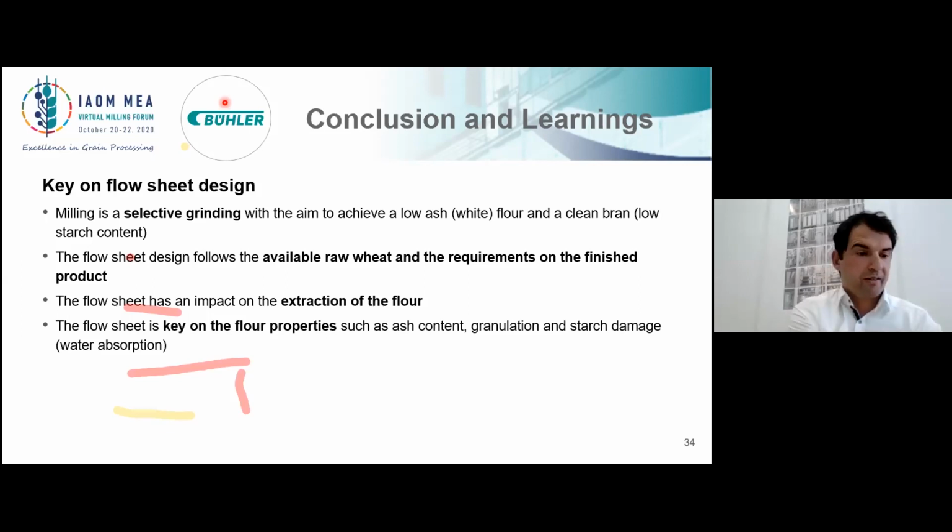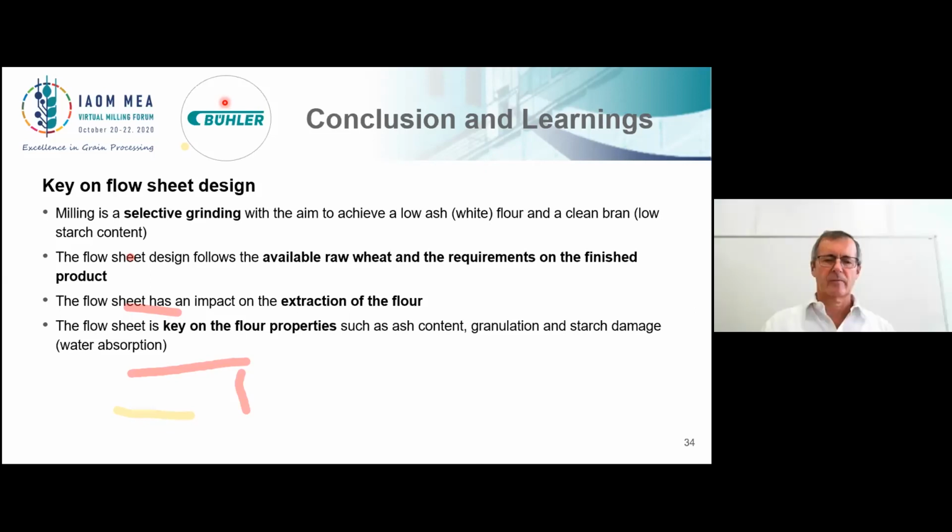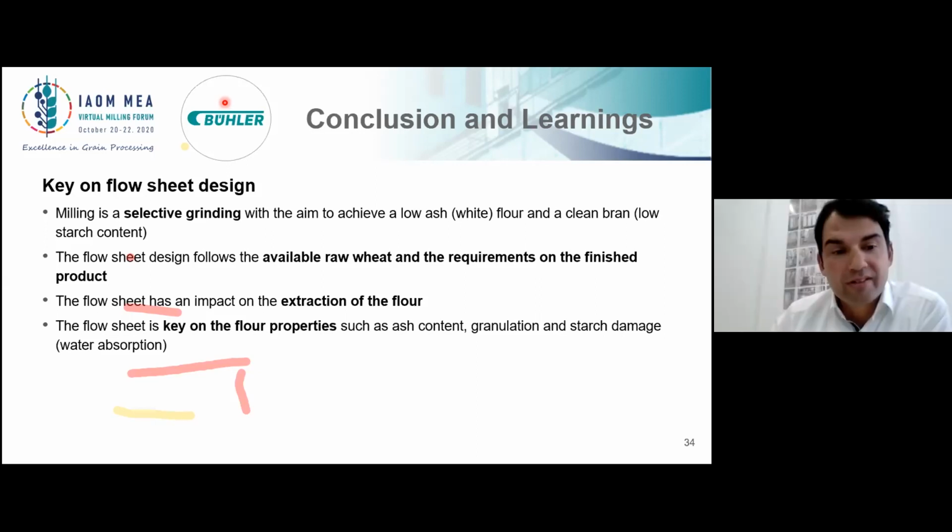We have two questions left. I think we can make it in time. There's another question from Ihab Ghanim. He actually has a question to his question before. And he says, I asked about the relationship between flow sheet and roller design, but I want to know about the relation between the sieves number and roller design.